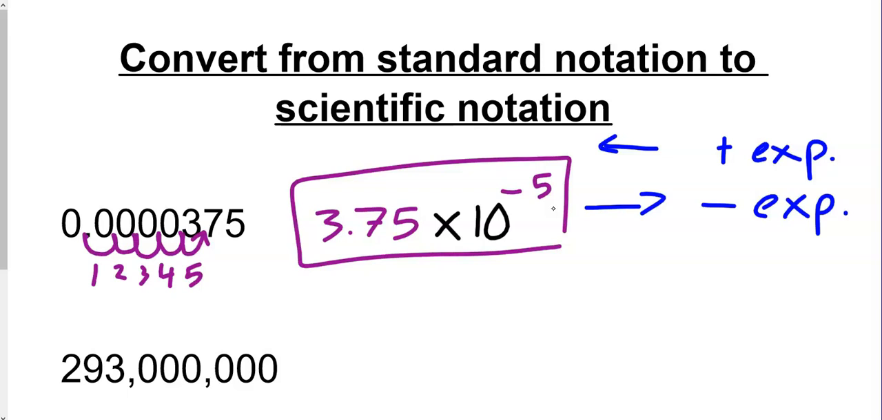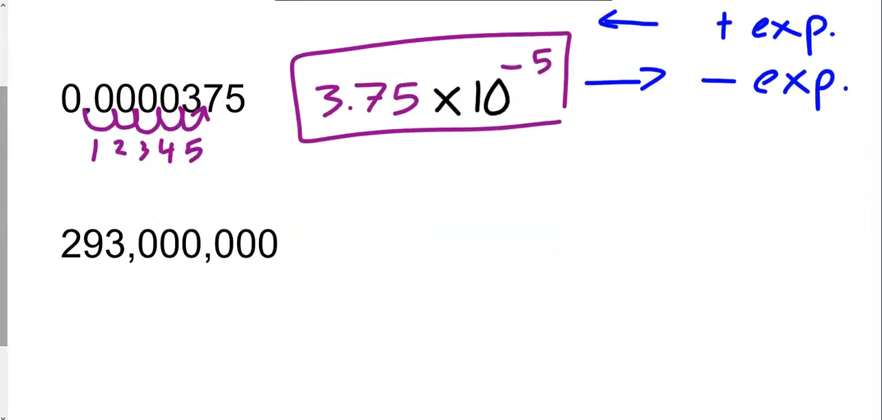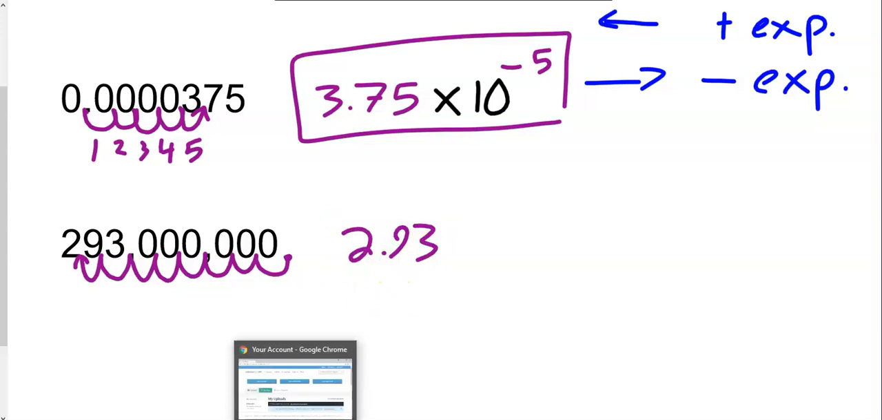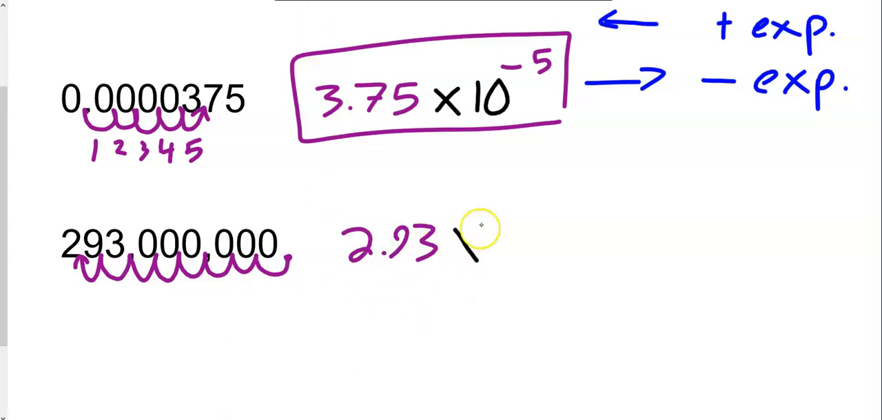The same thing's going to happen when we work with the really large number that we have down here. Here is the decimal. I have to keep moving it until I get a number between 1 and 10. Nope. Nope. Nope. Nope. Nope. Nope. No. Yes. 2.93 is between 1 and 10. And then you add on that times 10.